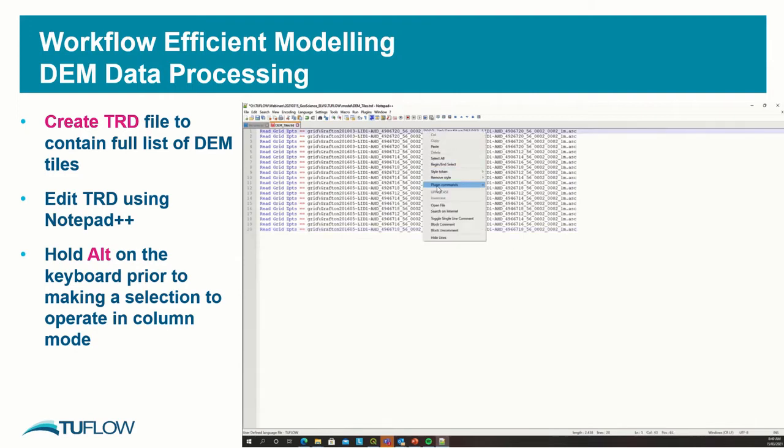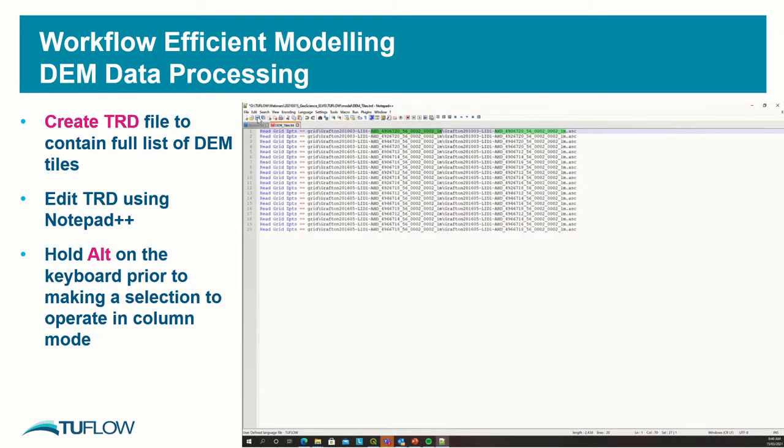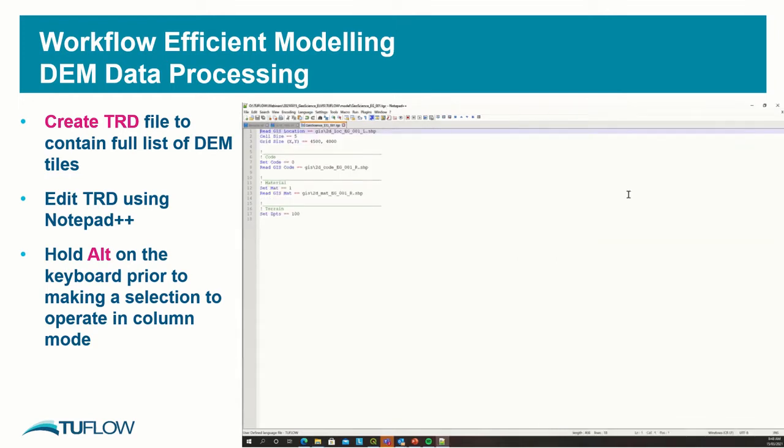I can right-click one of these files just to check that it opens. If it does, then the syntax I've used is correct. After making that TRD file, I just have to create a reference to it in the geometry control file.